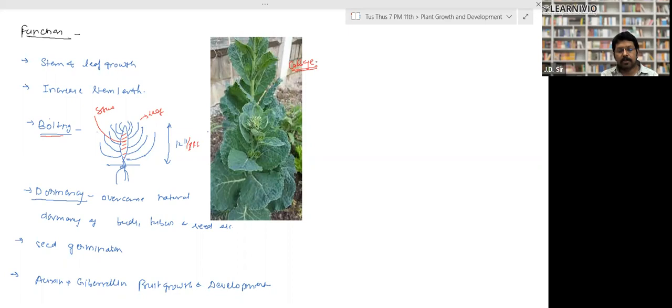Suppose we have harvested the wheat and you want to grow it immediately after harvesting. If you just sow the wheat, it won't germinate. For 5 to 6 months it keeps on sleeping, and after 6 months if you sow, it will germinate. This duration of 6 months is called the dormancy period. You can note it down: dormancy is a time period in which seed do not germinate.